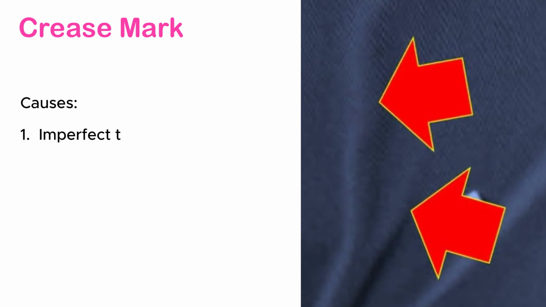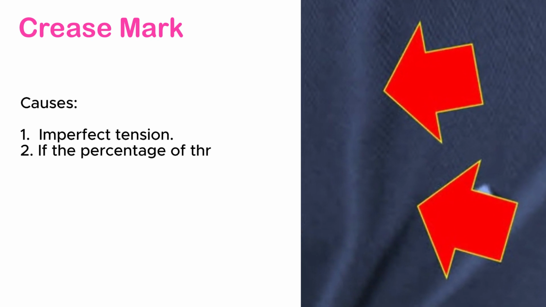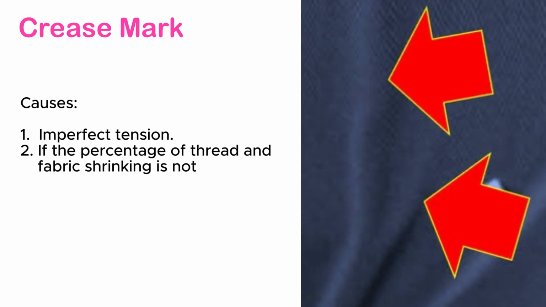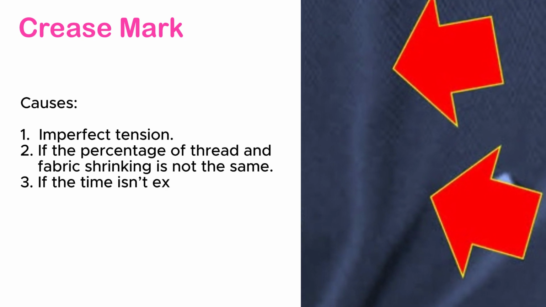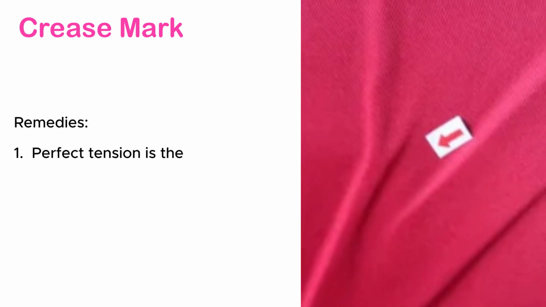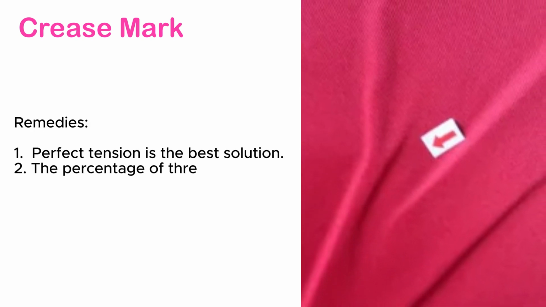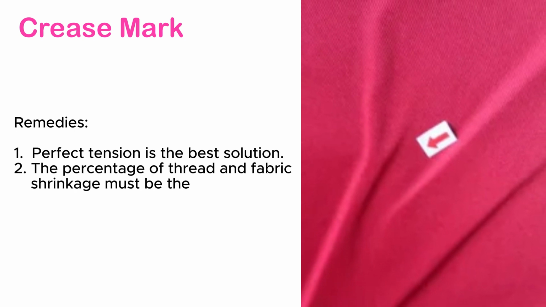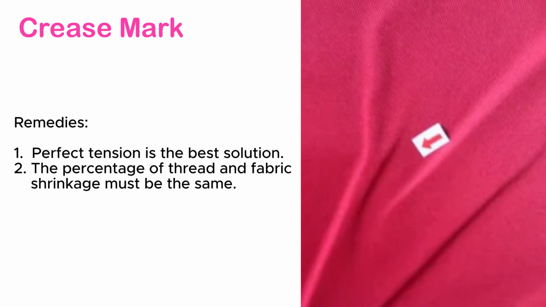Crease mark. Causes: imperfect tension. If the percentage of thread and fabric shrinking is not the same. If the time isn't exactly right. Remedies: perfect tension is the best solution. The percentage of thread and fabric shrinkage must be the same.